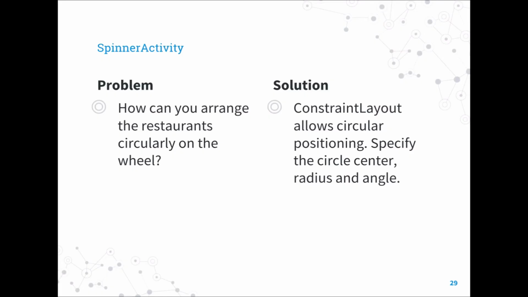The first obstacle I faced with this activity was finding a way to arrange the restaurants in a circle so they were evenly spread around the wheel. The solution to this was using Constraint Layout's Circle Positioning feature. This allows you to constrain a view by specifying the center of the circle, the radius, and the display angle.